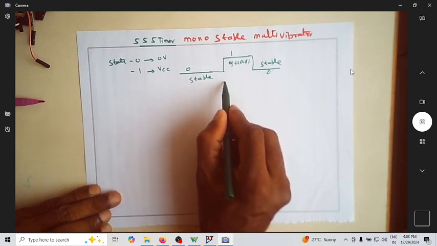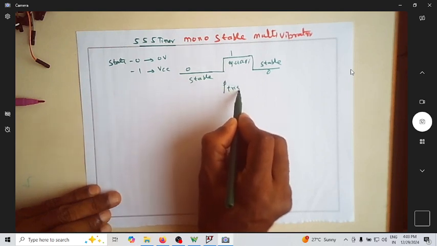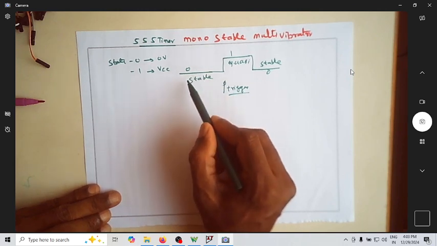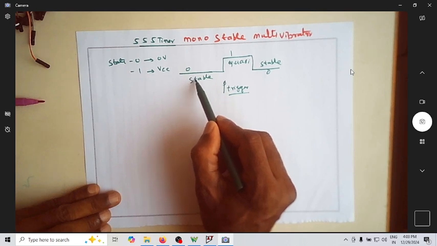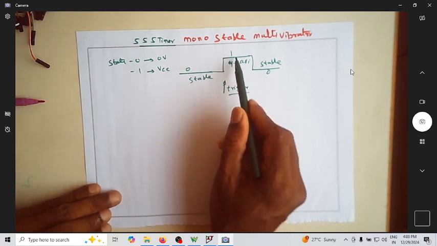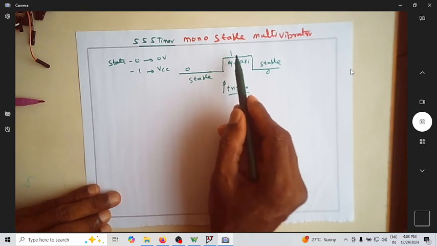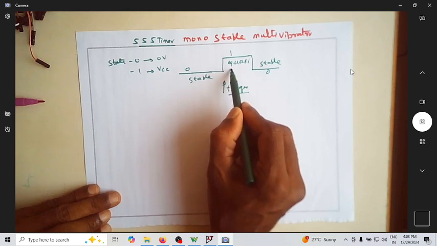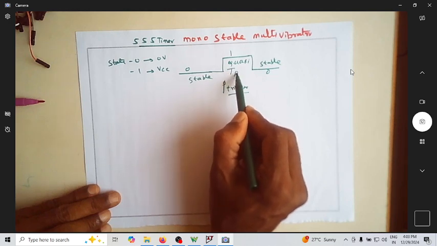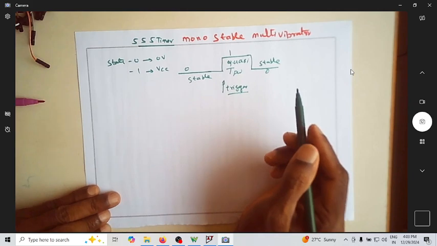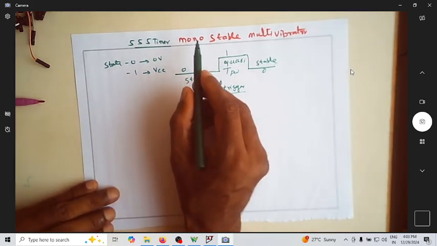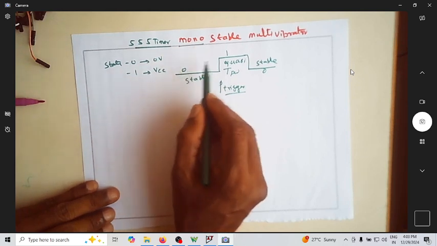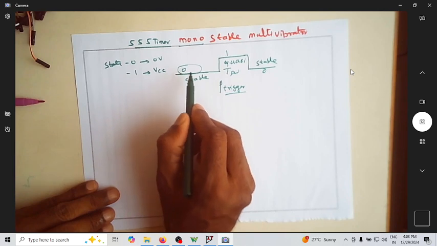So I have to give a trigger here. A trigger is required to take the output from the stable state to another state where it is temporarily going. In this particular case, it is 1. After some time, corresponding to the pulse width, it will again come back to the stable state. It is called monostable because out of two states, this state is stable.